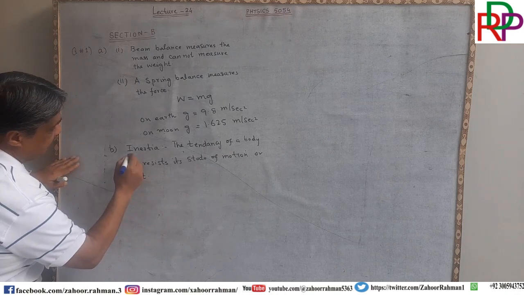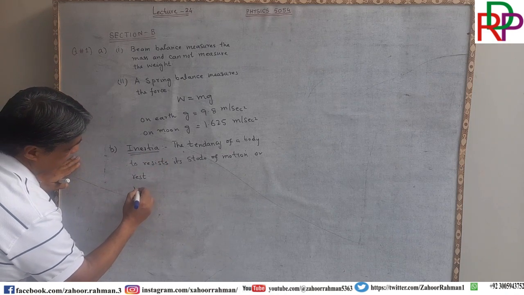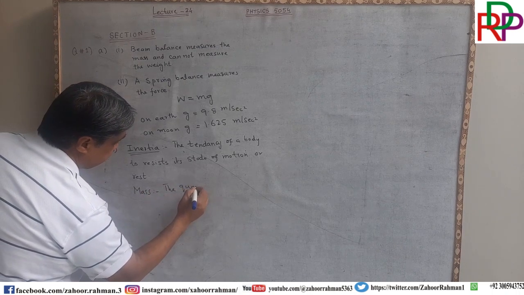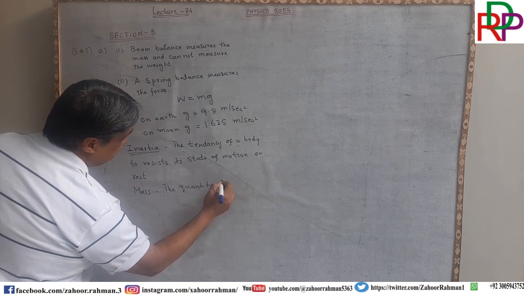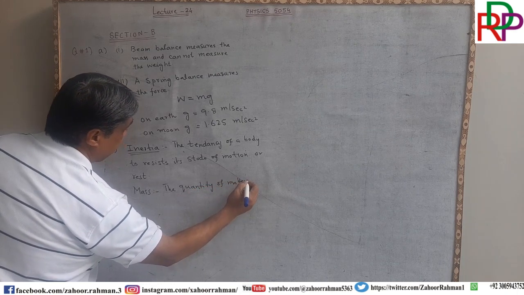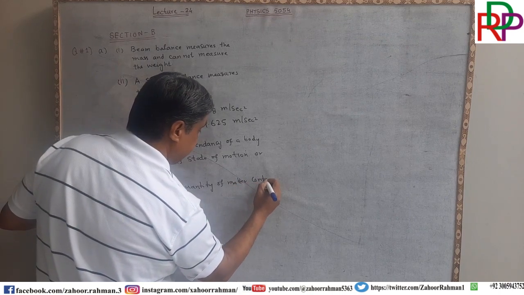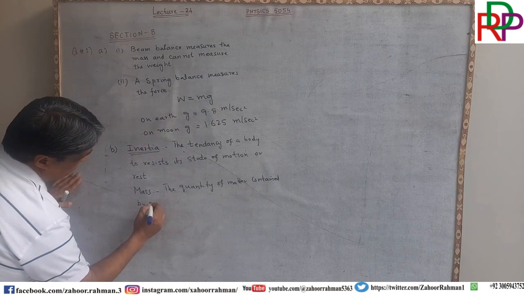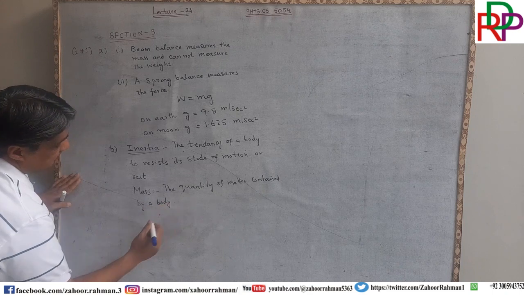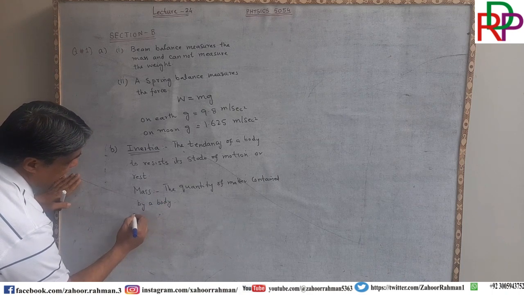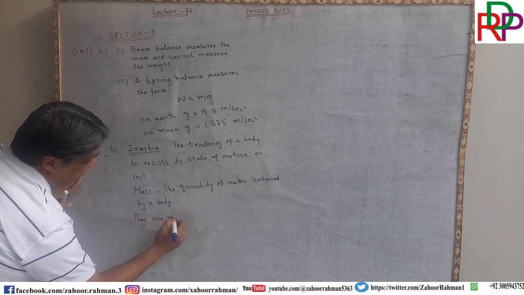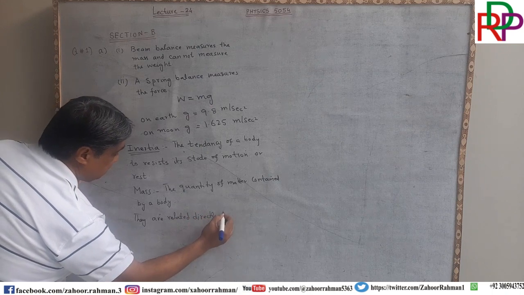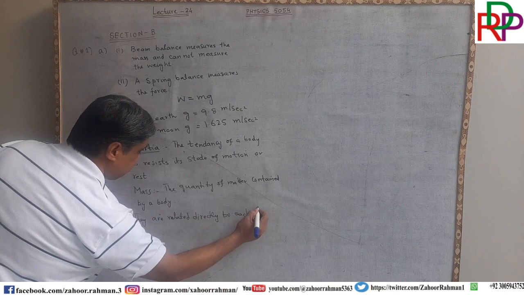While on the other hand, if we discuss mass, it is the quantity of matter contained by a body. Now they are related directly to each other. What does it mean?